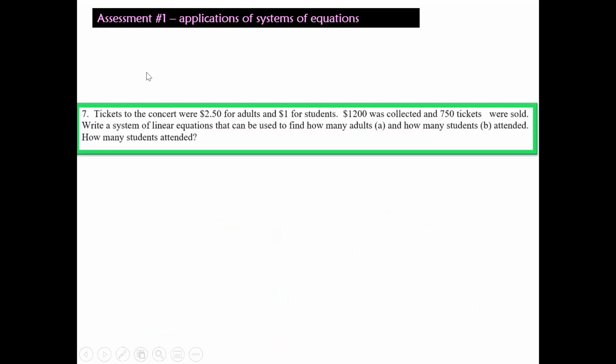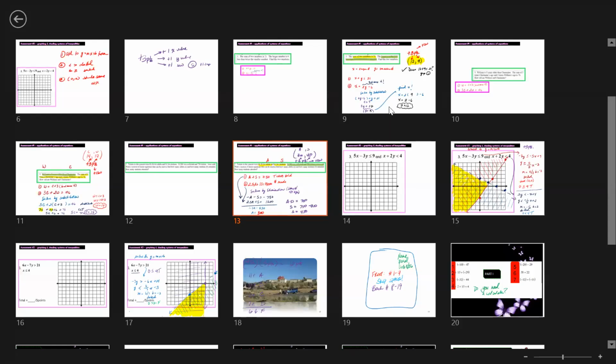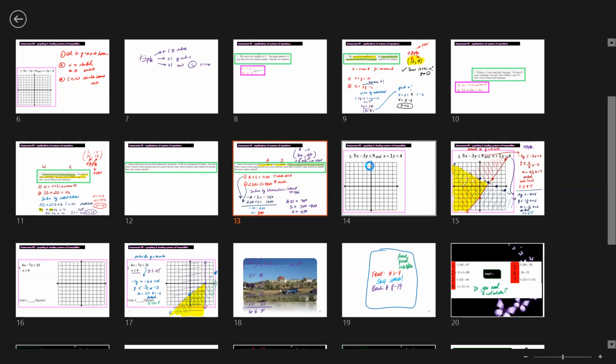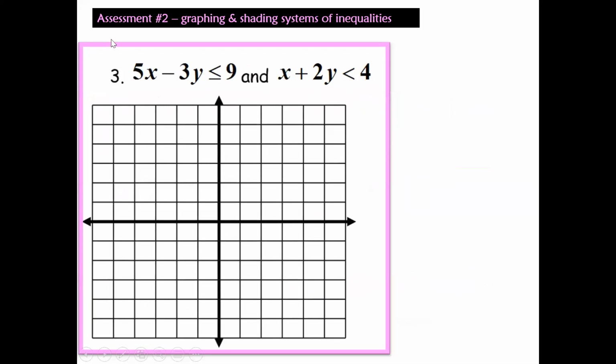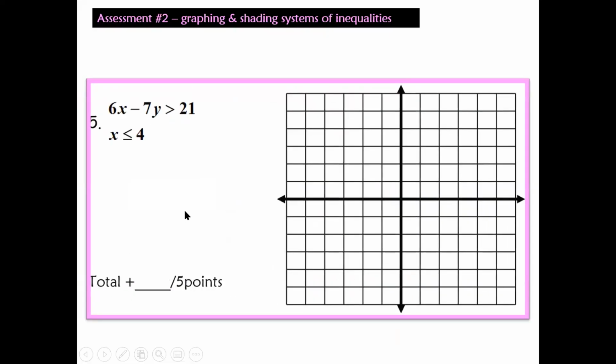All right, I'm going to have you guys make sure you work on number 7. We actually did this one in class with different numbers, but it's the same one with the concert. Next, what I would like you to do is the second part of your assessment, which involves 2 questions. First question right here, we have to graph these two and shade them. And the second one is this one here. We have to graph those two and then shade them as well.